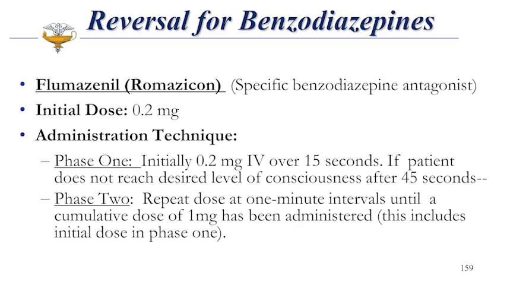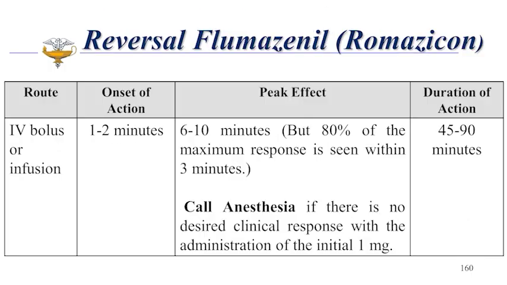All right, so let's look at Flumazenil. Initial dose is 0.2 milligrams. Administration technique: initially 0.2 milligrams IV over 15 seconds. If the patient does not reach the desired level of consciousness after 45 seconds, what are you going to do? You're going to give it again, and you're going to give it up till you get to 1 milligram.